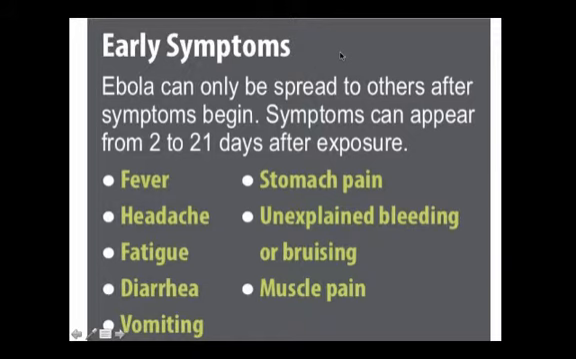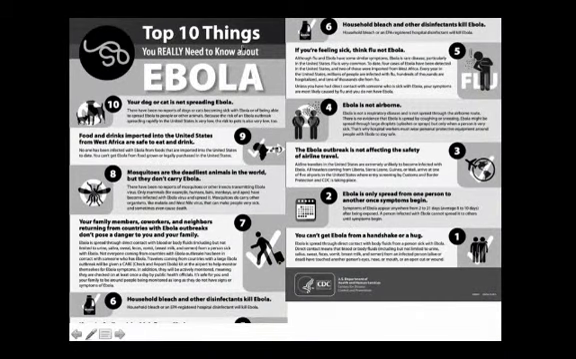So, a couple of things to think about here. Top things you need to know about Ebola from the CDC. First, a dog or cat is not spreading Ebola, so Ana Luisa is safe. Food and drinks imported into the United States from West Africa are totally safe to eat and drink, unless they're bushmeat. That's a different story.